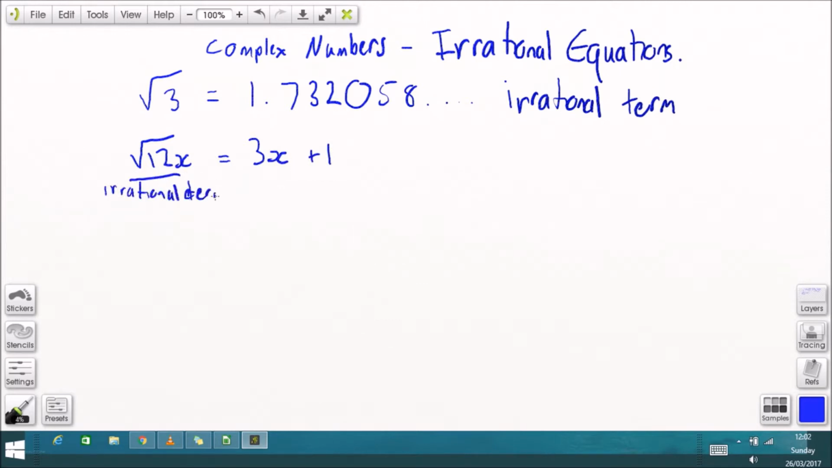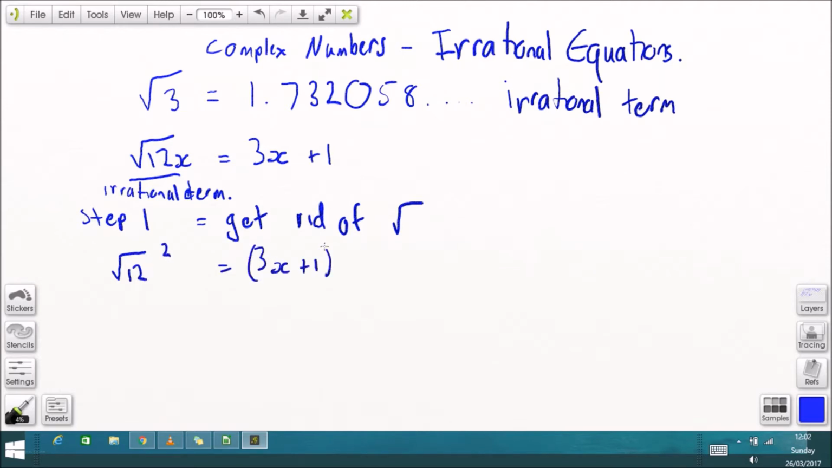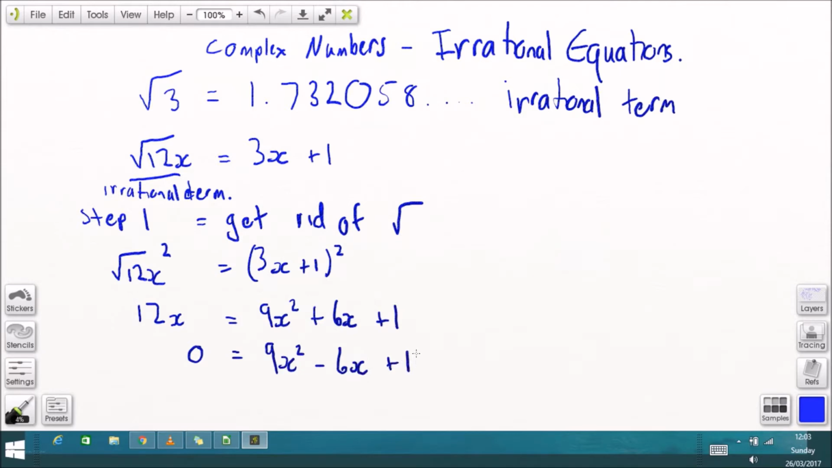So an example of this would be the square root of 12x equals 3x plus 1, and the square root of 12x is your irrational term. So step 1 in this case would be to get rid of the square root. And how do we do that? Well, the opposite of a square root would be a square. So we'll square both sides, the entirety of both sides, to keep it even, and that will leave us with this here, 12x equals 9x squared plus 6x plus 1 if you expand the right hand side. We'll now make that equal to 0 as we normally do with a quadratic equation, and then we'll solve it.